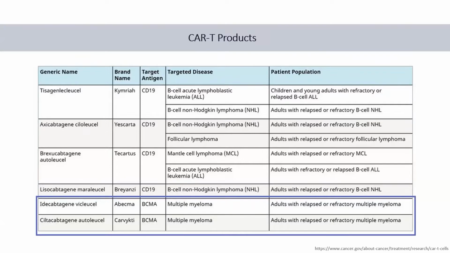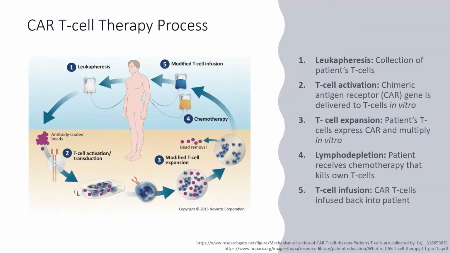There are also 2 approved products that target BCMA, and this includes Abecma and Carvykti. BCMA stands for B cell maturation antigen and is also expressed on malignant B cells with current approvals in multiple myeloma. And the purpose of this slide is not to understand the data behind CAR T cell therapy approvals, but to have a general awareness of the products and their approved indications.